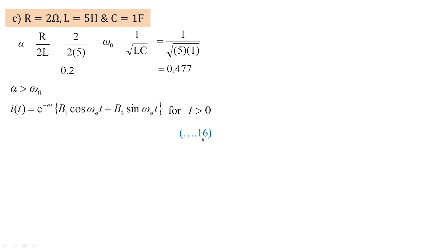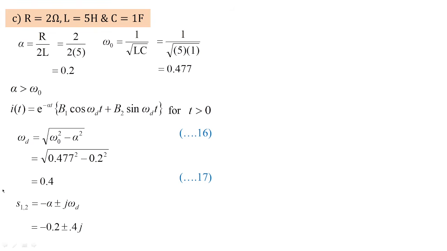This we treat as equation 16, and omega d we are going to estimate, which is equal to under root of omega naught square minus alpha square. So just substitute the value of omega naught and alpha. We are going to get the omega d value as 0.4. Let us treat this equation as 17, and roots of the equation will be obtained as minus alpha plus or minus j omega d, which is equal to minus 0.2 plus or minus 0.4 j. Let us treat these values of roots S1 S2 as equation 18.